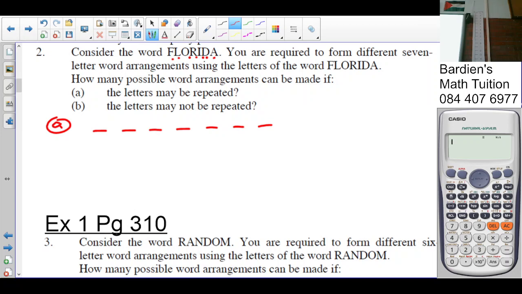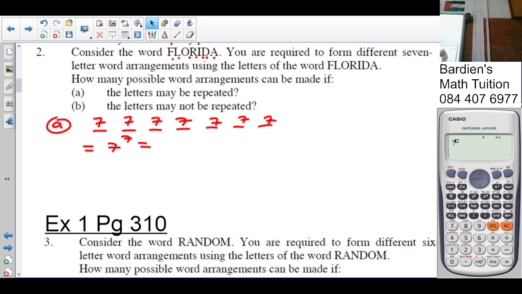I have 7 options on the first bit, 7 on the second, 7, 7, 7, 7, 7. So in other words, we have 7 to the exponent 7. And 7 to the exponent 7 is 823,543. Okay.